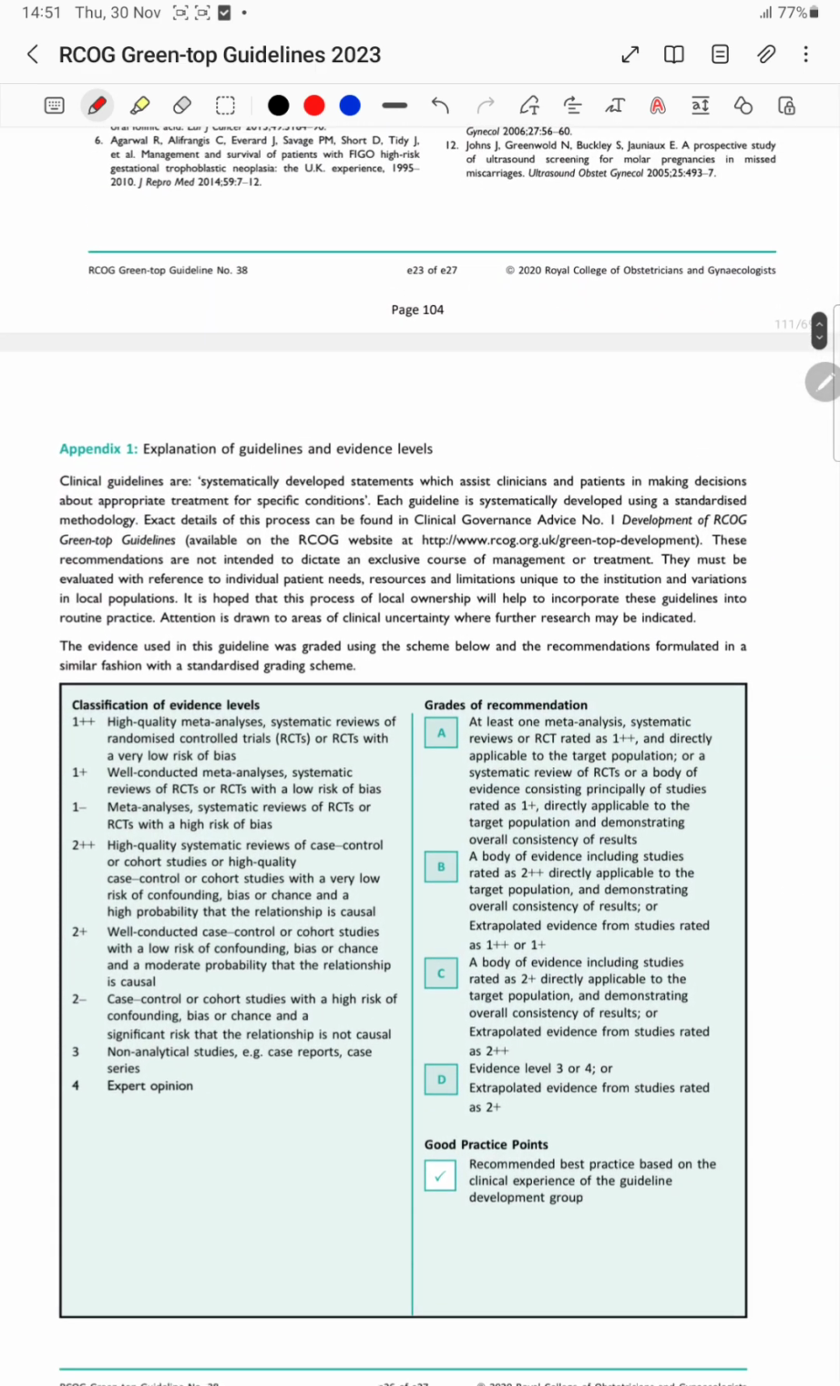And again, in the guidelines you have seen multiple times the classification of the evidence level and the weight of the recommendations. I have made a separate video for this, you can refer to that.